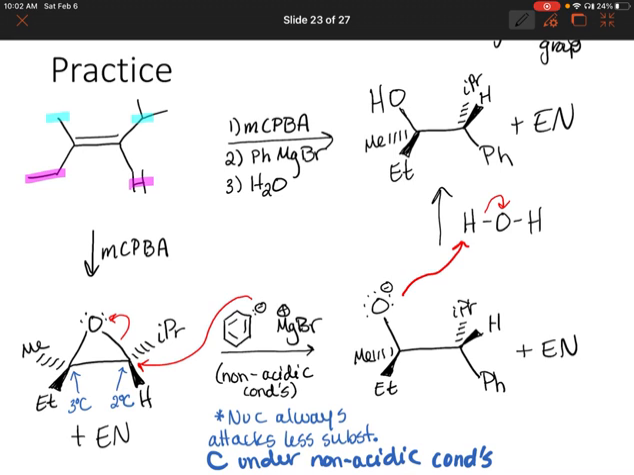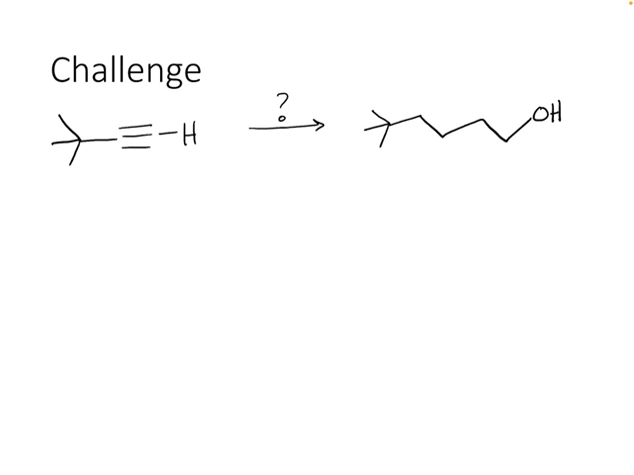Okay, so let's focus now on synthesis. How can we use an epoxide to our advantage in a synthesis problem? So let's go over a challenge problem. Let's say we're starting with a terminal alkyne, and we're trying to turn this into the following. So we have a primary alcohol.